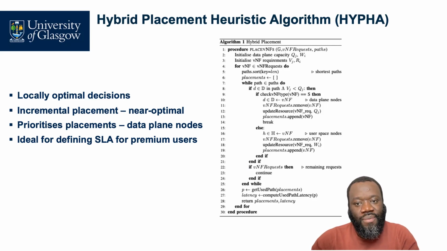model. So requests are being received, and we check the data plane. If it has capacity to host the functions, we take the function, update the request, and append it to the placement. If not, we use the user space nodes, check the remaining requests, and repeat the process until the requests are placed on functions. Then the latency and placements are returned.